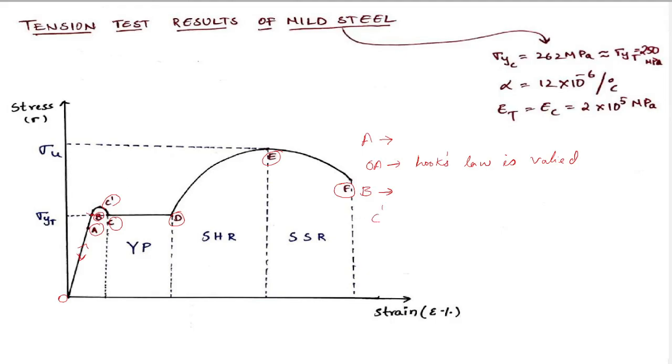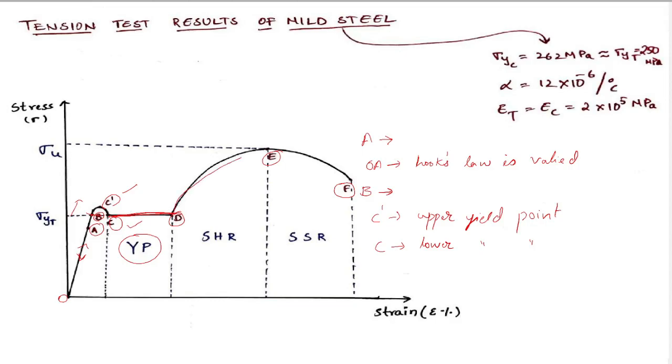C dash is known as the upper yield point. C is known as the lower yield point. The portion CD is known as the yield plateau. In this portion, the metal will be plastically deforming. That means without increase in stress, there is a continuous deformation.